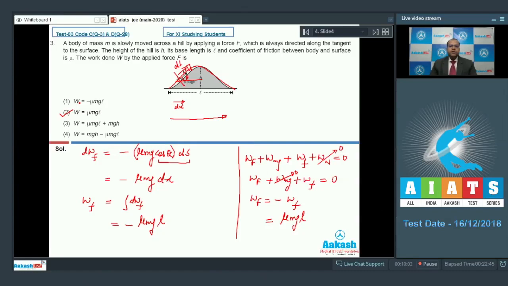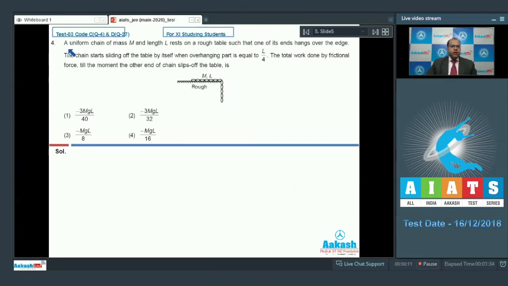Let's move to question number 4. In question number 4, a uniform chain of mass m and length L rests on a rough table such that one of its ends hangs over the edge. The chain starts sliding off the table by itself when the overhanging part is equal to L by 4. The total work done by the frictional force till the moment the other end of the chain slips off the table is. Initially, when the chain is in the state of equilibrium, the overhanging part is equal to L by 4. Suppose mu is the coefficient of friction of this surface, then the remaining part is 3L by 4.